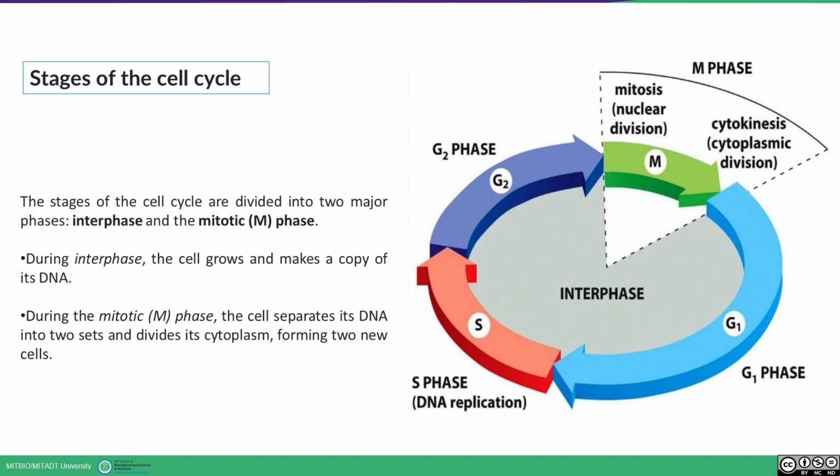Together, G1 phase, S phase and G2 phase make the interphase. G1 phase is the growth phase, S phase is the DNA replication, and G2 is preparation for mitosis.